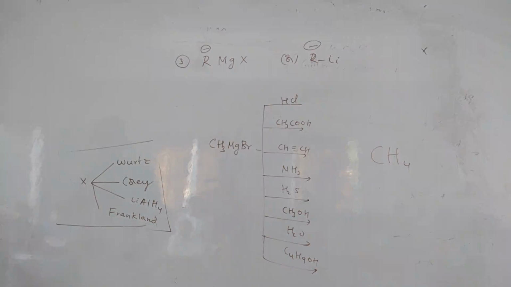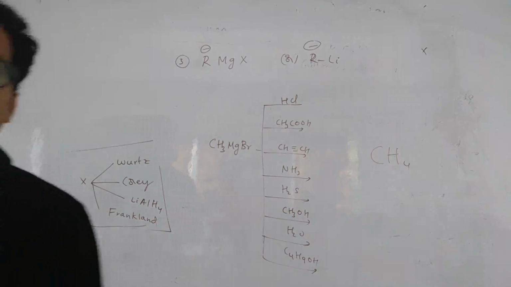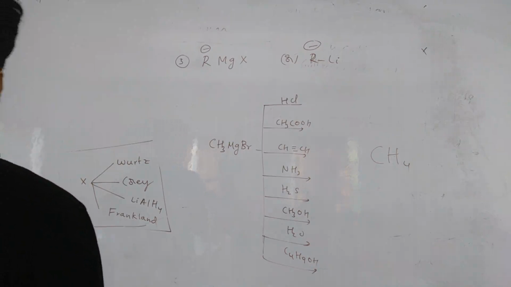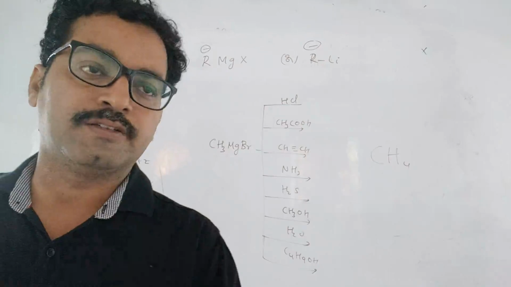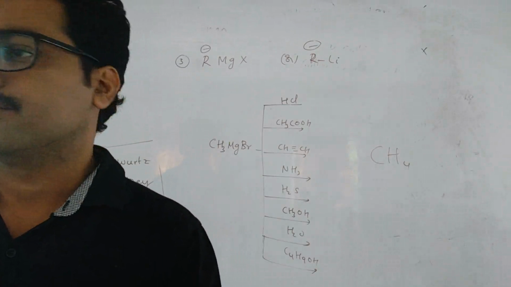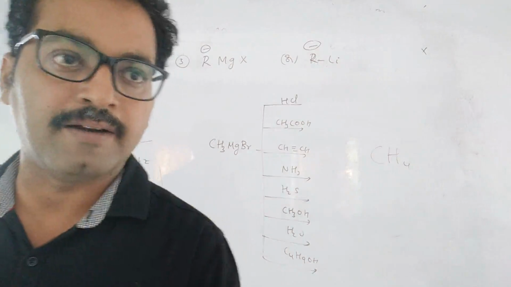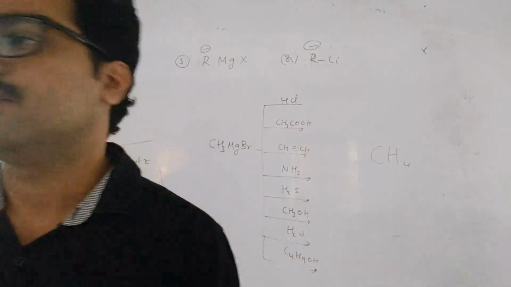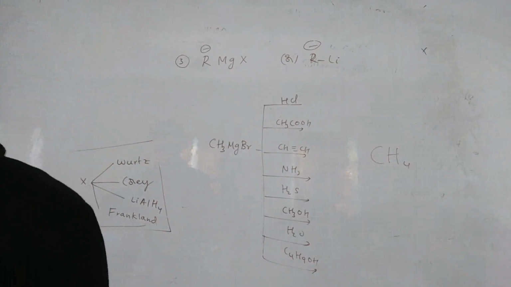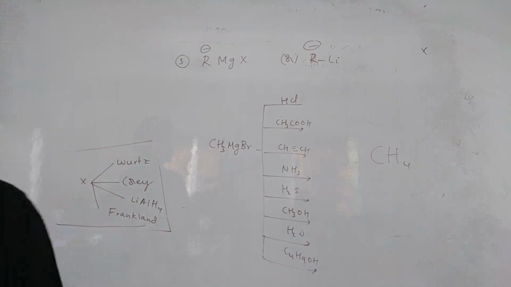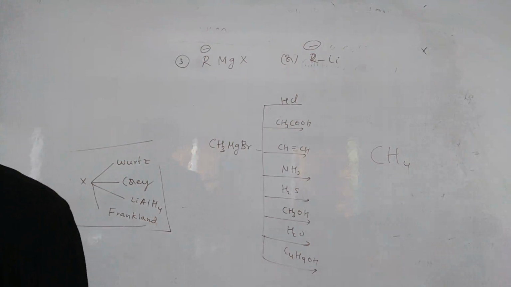So, generally they will ask, in which of the following methods methane can't be prepared. A. Woods reaction. B. Franklin reaction. C. Corey-House synthesis. D. All of these. What is the answer? All of these. Understanding? In which of the following reactions methane can't be prepared? First one, Woods reaction. Second one, Corey-House synthesis. Third one, what is that? Franklin reaction. Woods, Franklin, Corey-House. And fourth one, all of these.